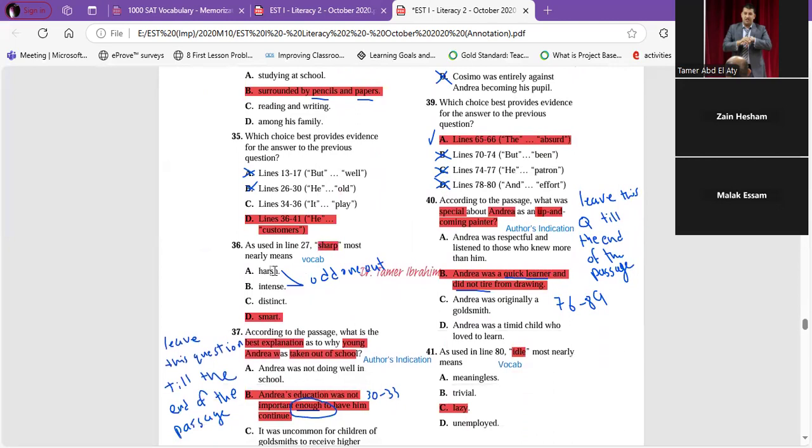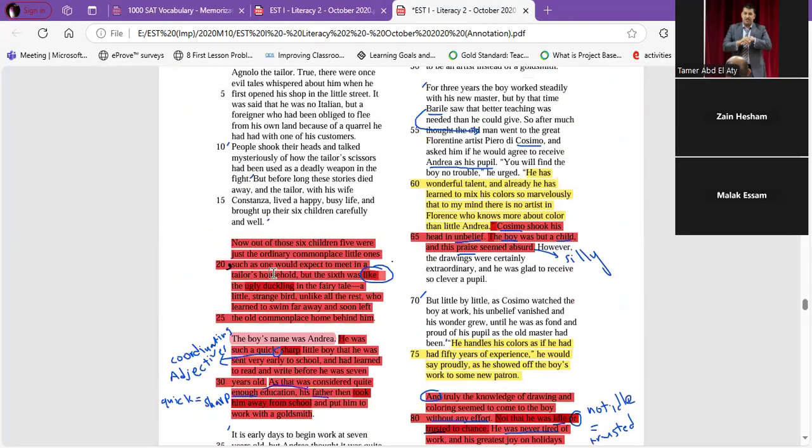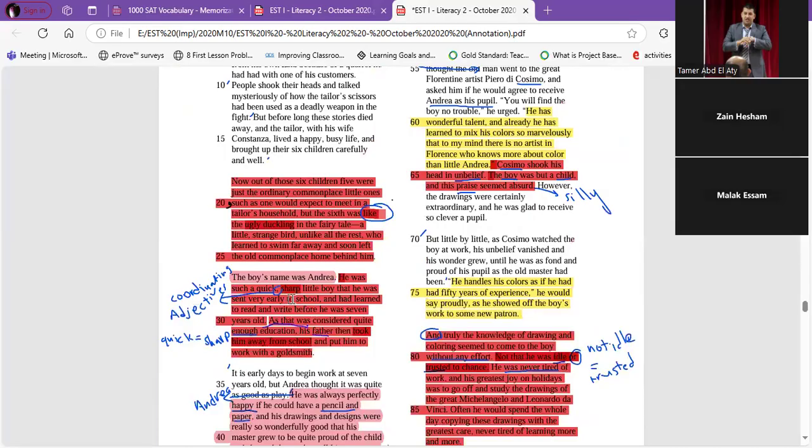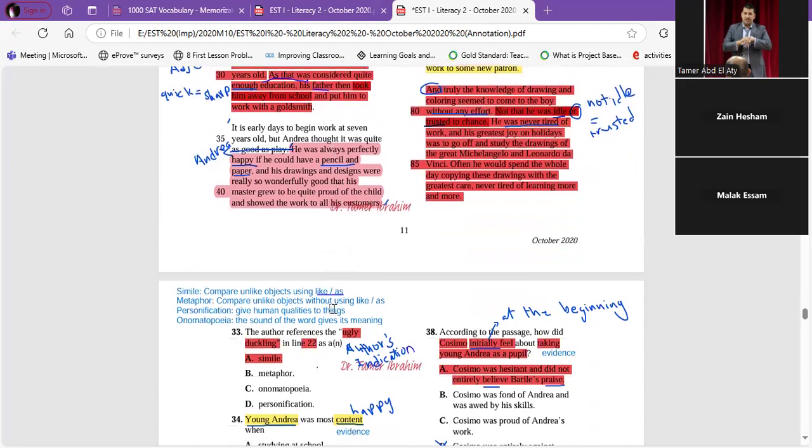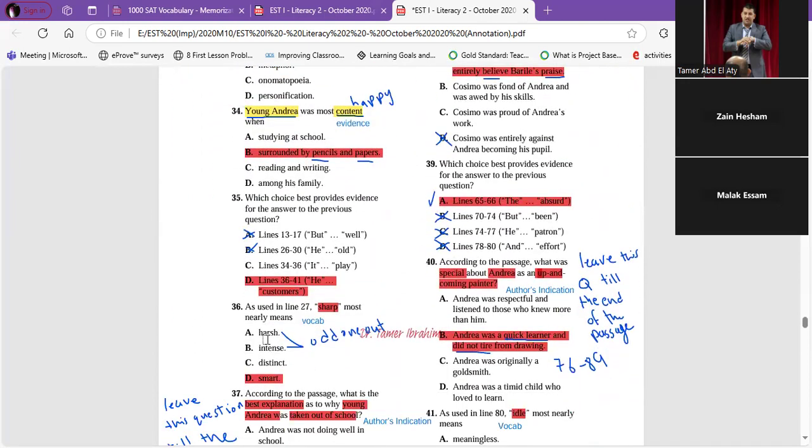Question 36 with Zain. As usual, line 27. Sharp most nearly means... Let's go to line 27. "He was such a quick, sharp..." We call these coordinate adjectives. I told you before that what comes before is equal to what comes after. So quick and sharp have the same meaning, so smart here means smart. Harsh, no. Intense, no. Distinct, he doesn't say that he's different. He said only sharp and smart or quick, so it's smart.